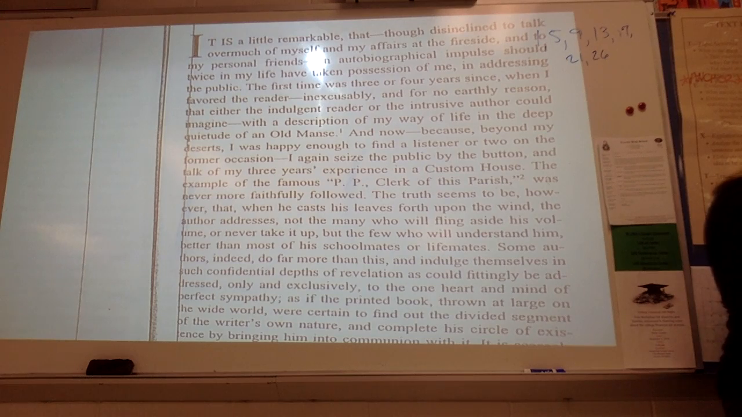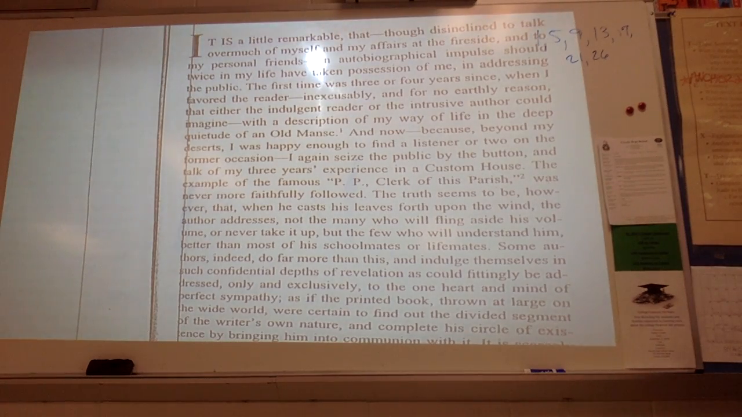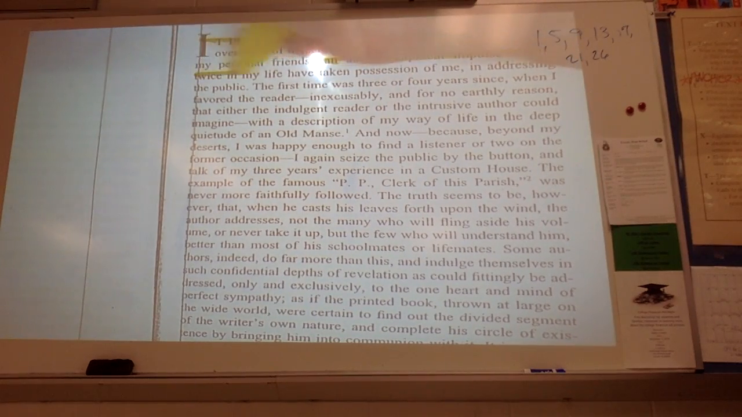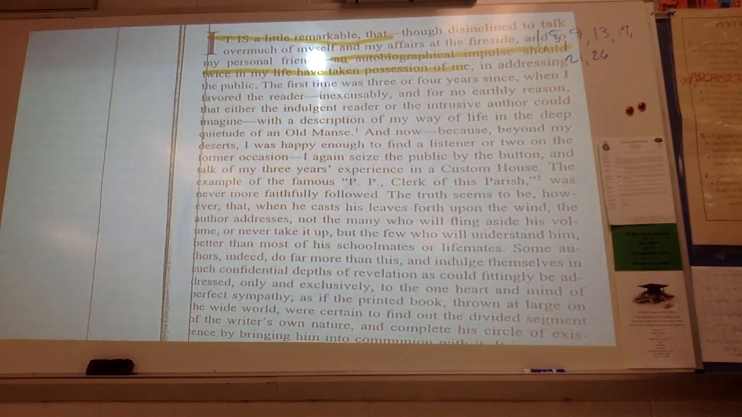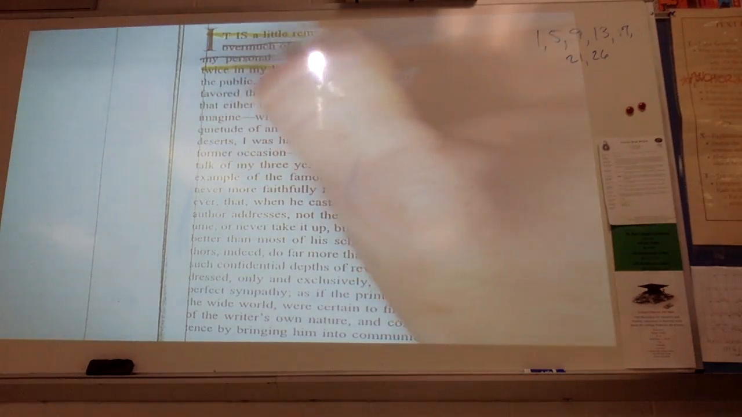It says, "It is a little remarkable that, though disinclined to talk overmuch of myself and my affairs at the fireside, and to my personal friends, an autobiographical impulse should twice in my life have taken possession of me in addressing the public." So looking at what his main point is, what he really wants us to get at is the idea that it is remarkable that an autobiographical impulse should twice in my life have taken possession of me. The remainder of this sentence is not important. It just gives us more details that we don't necessarily need to know.